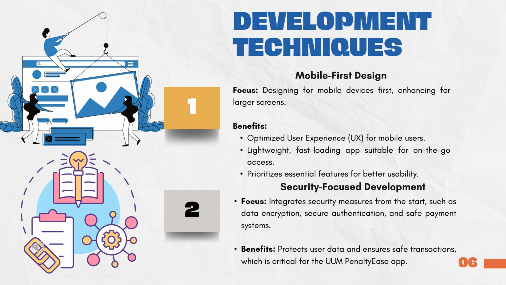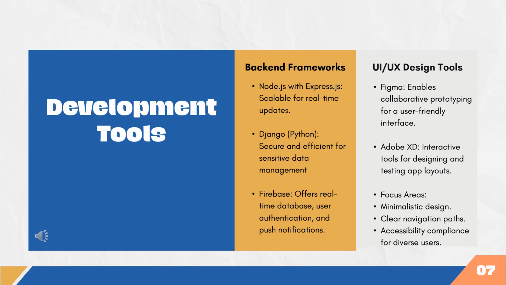The second is security-focused development. The app integrates robust measures from the start, including data encryption, secure authentication, and a safe payment system. Now, we're moving on to the development tools for the UUM Penalty Ease.